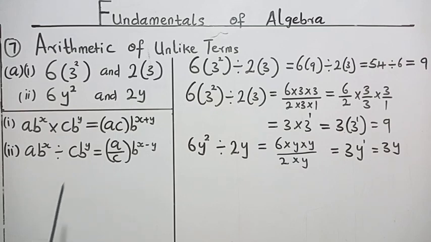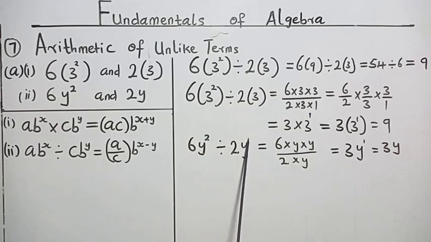Let us compare it with the result we got from here. 6y to the power 2 divided by this 2y is equal to 3y to the power 1. In this case, our a is this 6, our c is this 2. So if we carry out a over c, it means 6 divided by 2, and that will give us this 3. The next is that our b, in this case, is y. How did this power 1 come to be? It has come right by saying 2 minus 1.